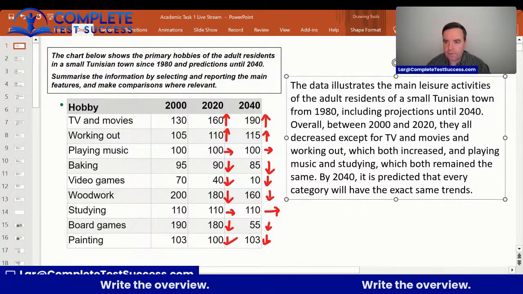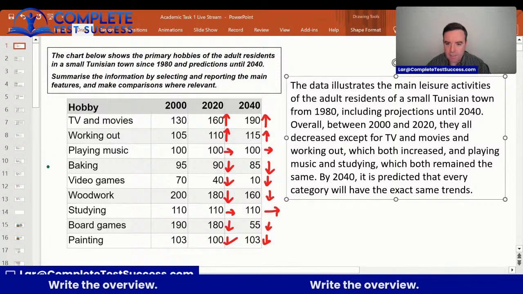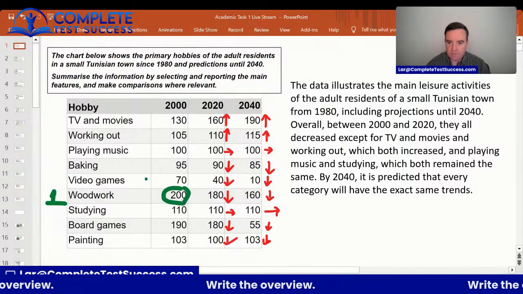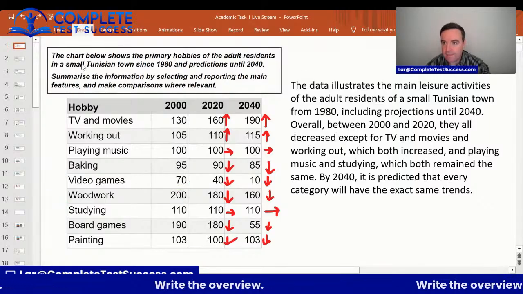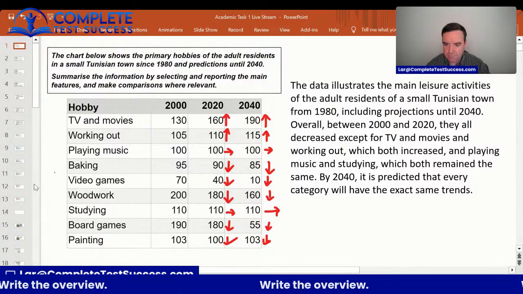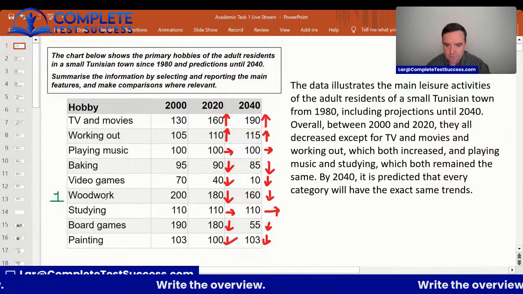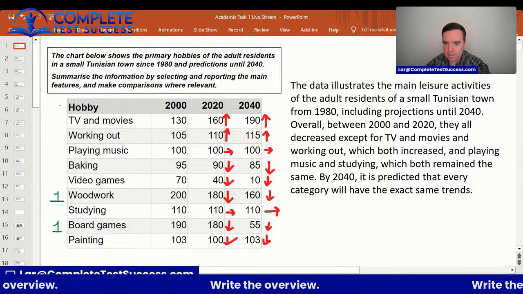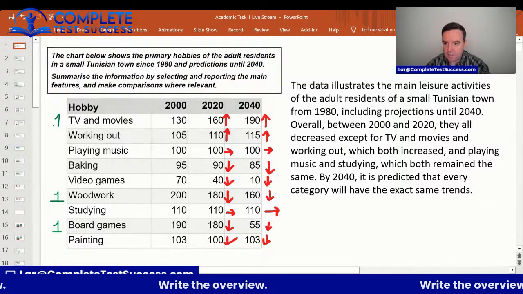So how would I do that now? Maybe go with the higher ones. So maybe woodwork was highest in 2000. So maybe start with that. So have 1, 2, 3, 4, 5, 6, 7, 8, 9. So we'll do 5 categories in one and 4 categories in the other. So let's go woodwork, board games, next highest is this one, TV with 130. So that we do TV and movies.